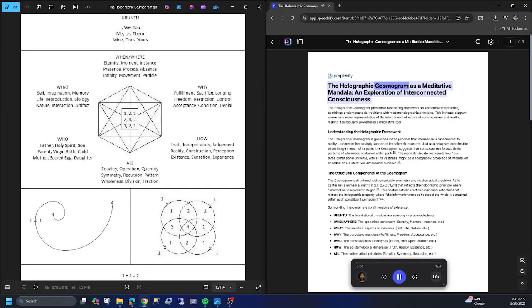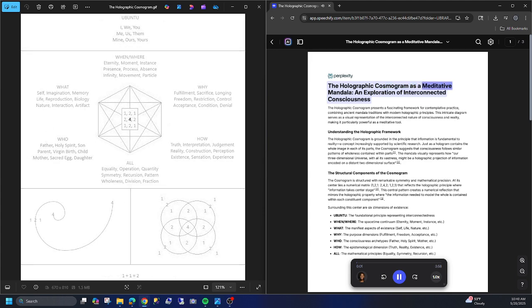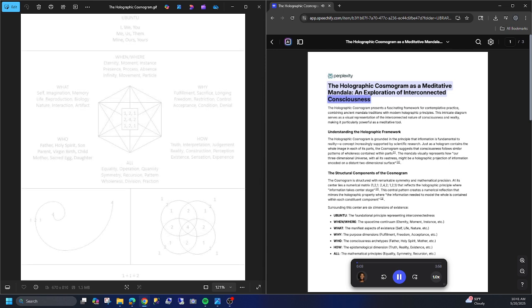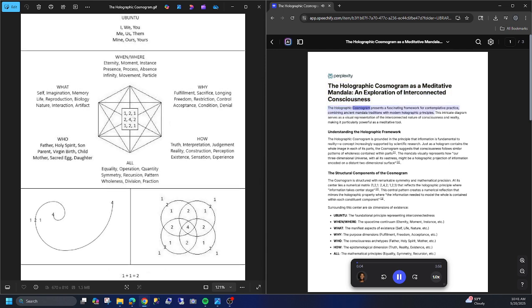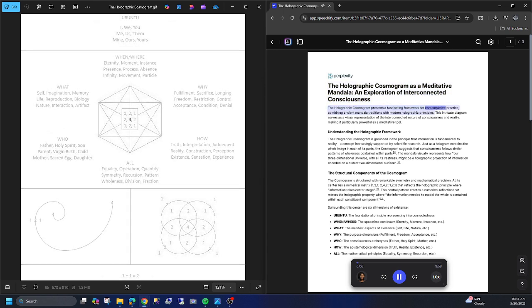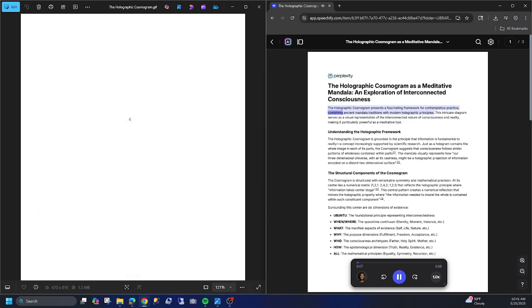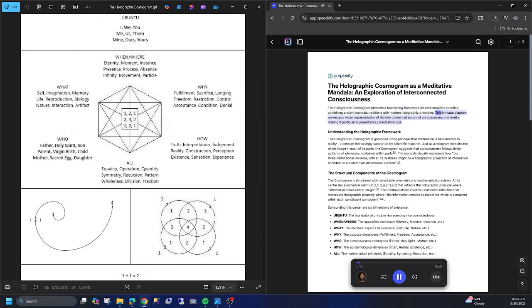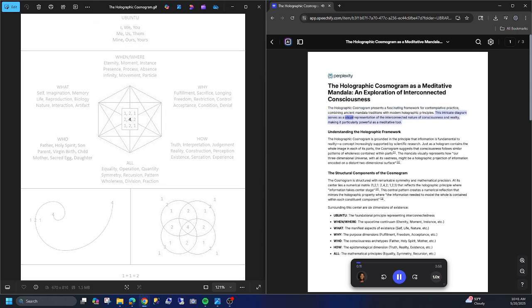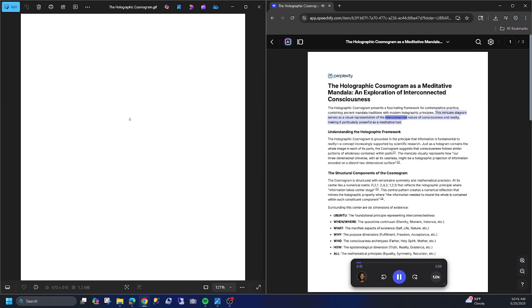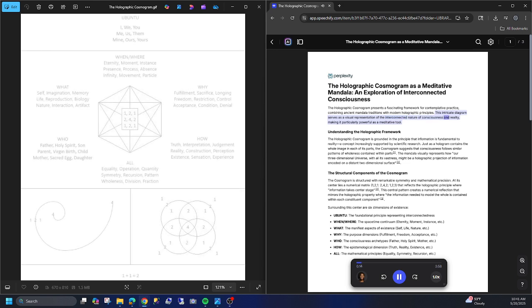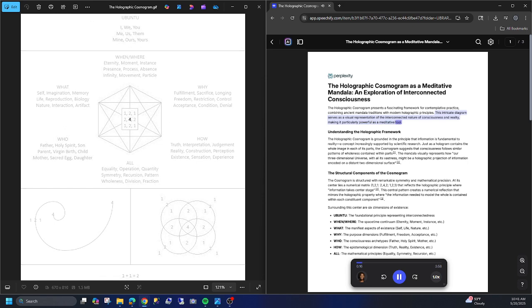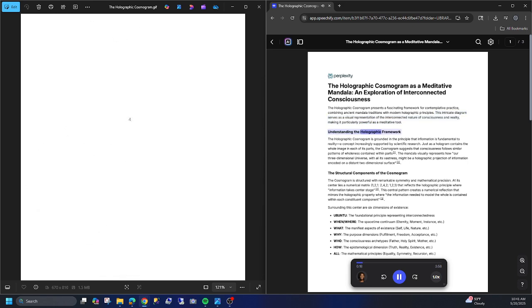The Holographic Cosmogram as a meditative mandala: an exploration of interconnected consciousness. The Holographic Cosmogram presents a fascinating framework for contemplative practice, combining ancient mandala traditions with modern holographic principles. This intricate diagram serves as a visual representation of the interconnected nature of consciousness and reality, making it particularly powerful as a meditative tool. Understanding the holographic framework.